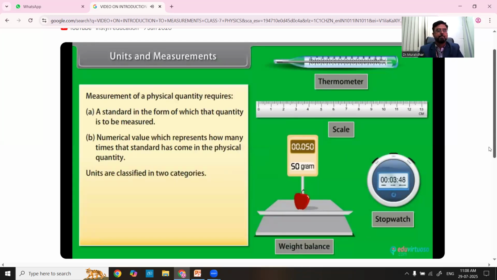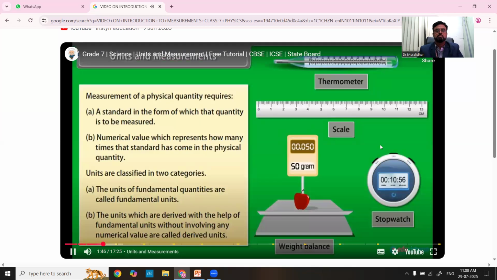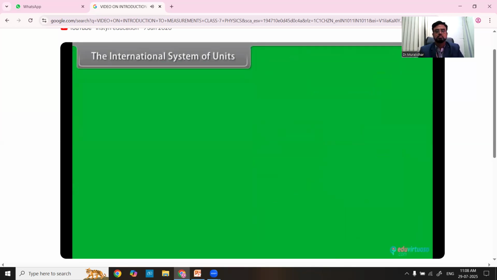Units are classified in two categories: A. Fundamental units and B. Derived units. The units of fundamental quantities are called fundamental units. The units which are derived with the help of fundamental units without involving any numerical value are called derived units.